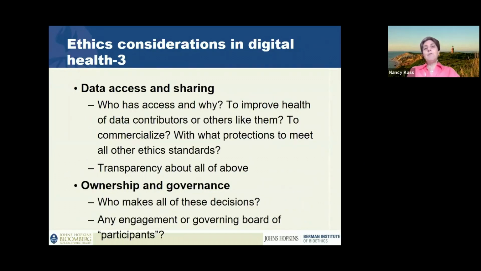So speaking of sharing, but in a different context, data access and sharing are, again, another set of decisions that people who run, own, and manage a digital health database need to think about. Who has access? Who can get access to these data? And why? And is the overall purpose that they have to improve the health of the individuals whose data are in there or others like them, to commercialize, with what protections?